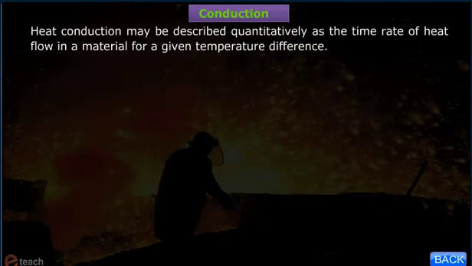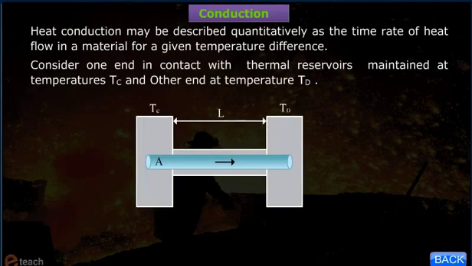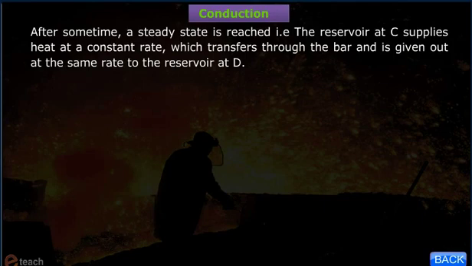Heat conduction may be described quantitatively as the time rate of heat flow in a material for a given temperature difference. Consider one end in contact with a thermal reservoir maintained at temperature Tc and the other end at temperature Td. Here, we assume that no heat is exchanged between the system and the surroundings. After some time, a steady state is reached: the reservoir at C supplies heat at a constant rate which transfers through the bar and is given out at the same rate to the reservoir at D.